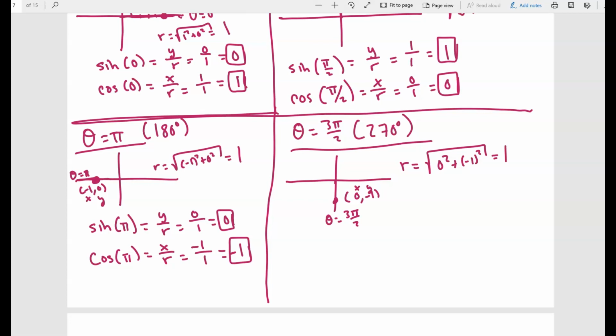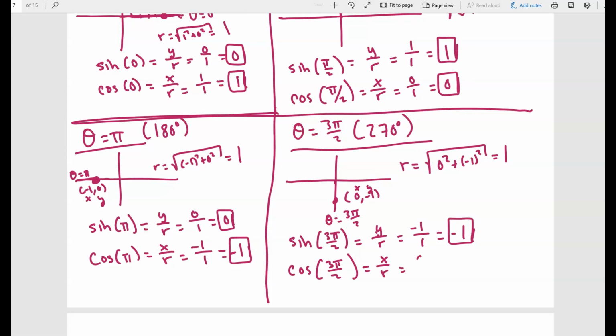Okay, so now the sine of 3 pi over 2 is going to be equal to, well, let's go ahead and plug this in. So it's going to be y over r, negative 1 over 1, which gives me negative 1. And then the cosine of 3 pi over 2, that's going to give me x over r, which is 0 over 1, which gives me 0. Okay.